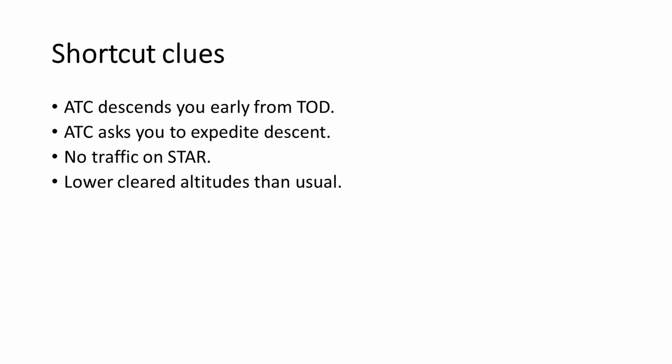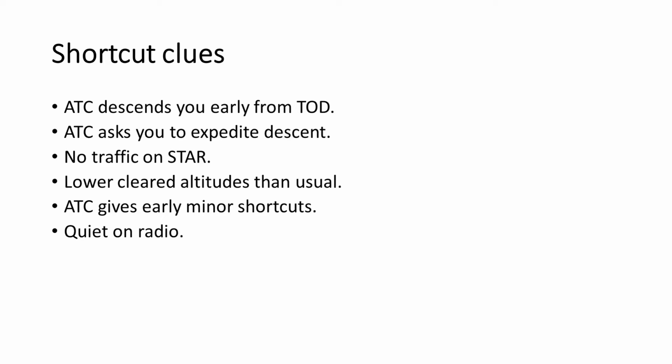Lower cleared altitudes than usual. Like if you fly into a certain airport a lot, and you always get cleared to a certain altitude, but then suddenly you get cleared much lower, that could be a clue that you might get a shortcut later on. ATC might give you early minor shortcuts initially. It might be quiet on the radio. That's another clue that you could expect a shortcut.